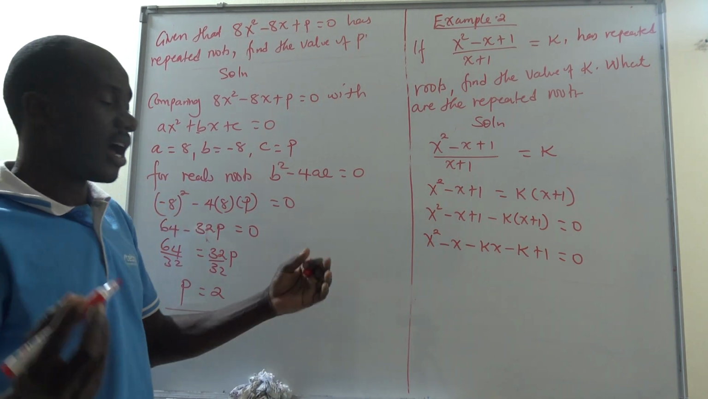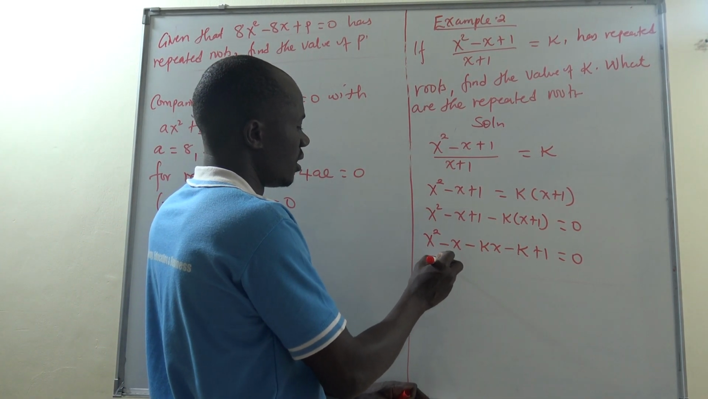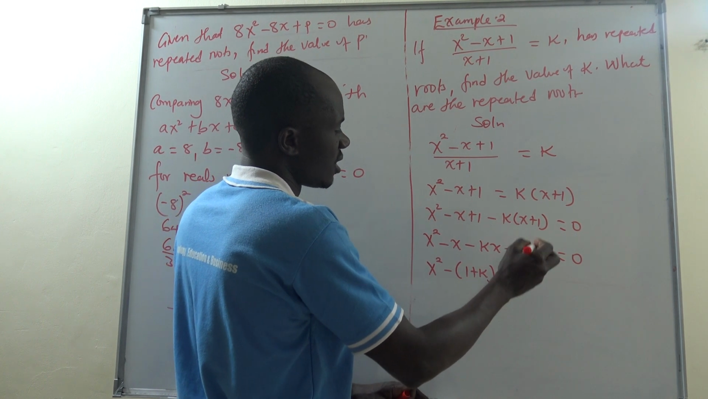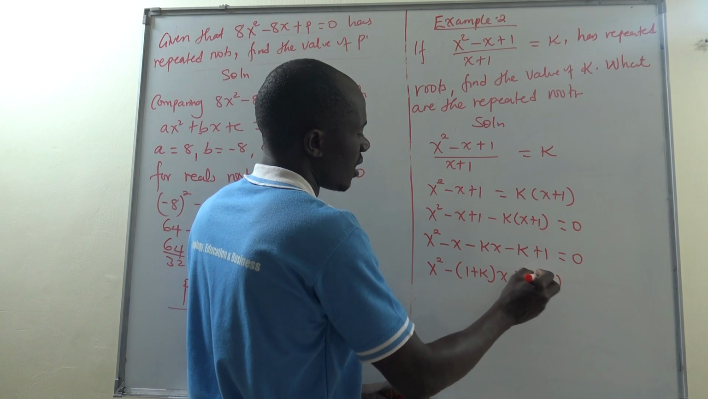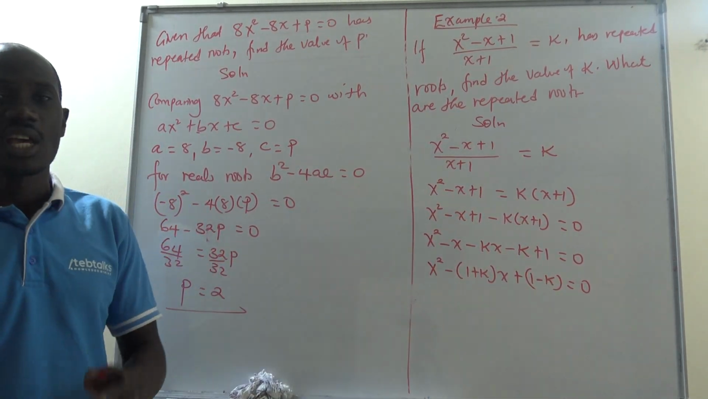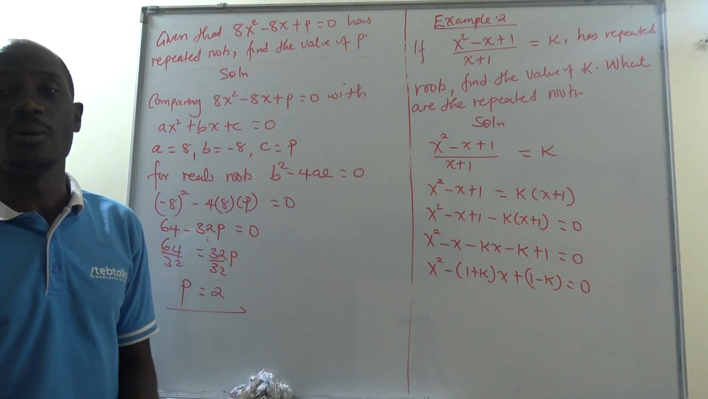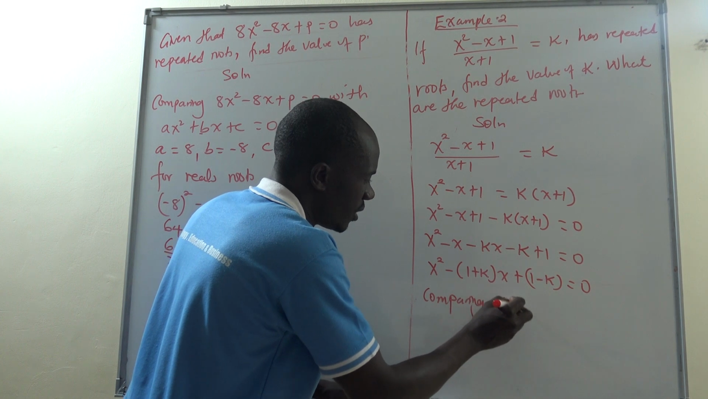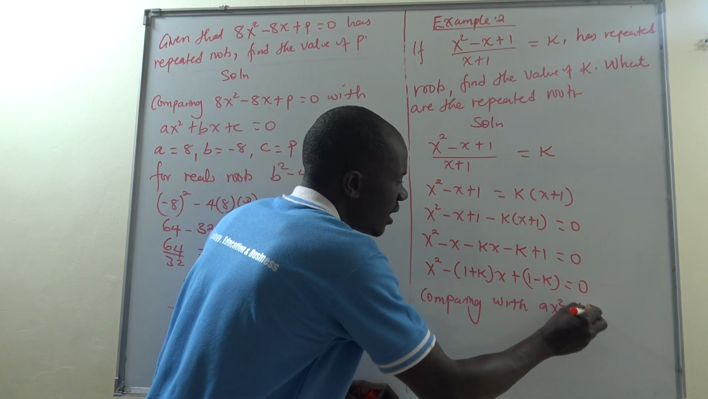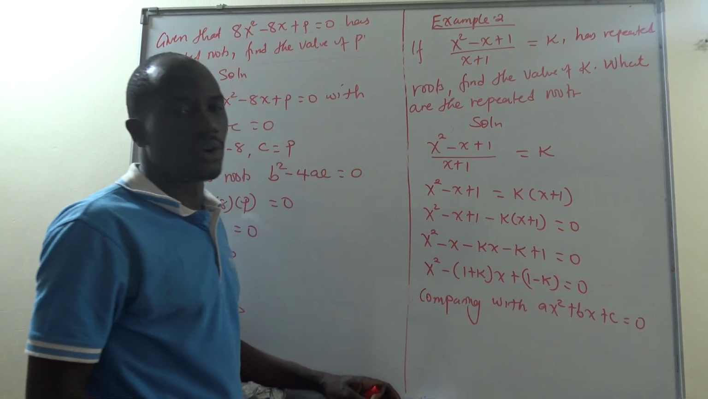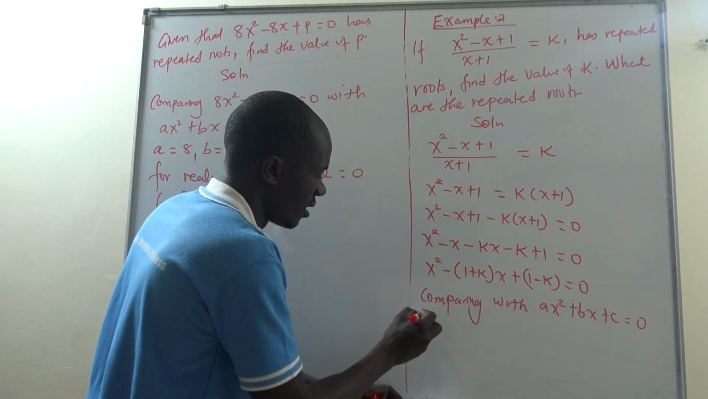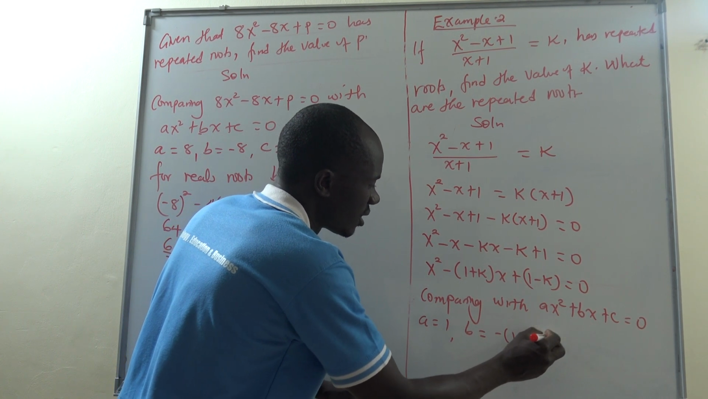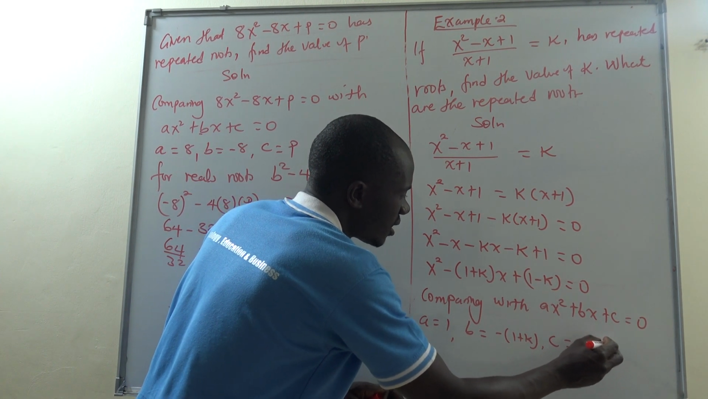So we factor out the x. We are going to have x squared minus (1 plus k) into x, then plus 1 minus k equals 0. You can see now it is in the form of ax squared plus bx plus c equals 0. So from there, comparing with ax squared plus bx plus c equals 0, we are going to compare those terms. What is our a? a equals 1. What is b? b is negative (1 plus k). What is c? c equals 1 minus k. That is the value of c.